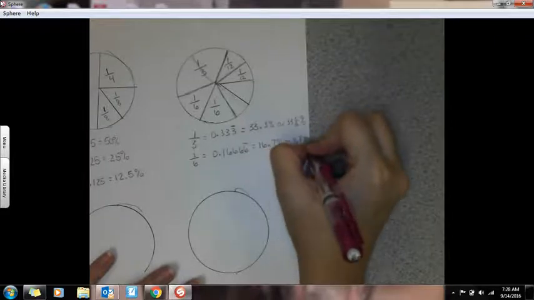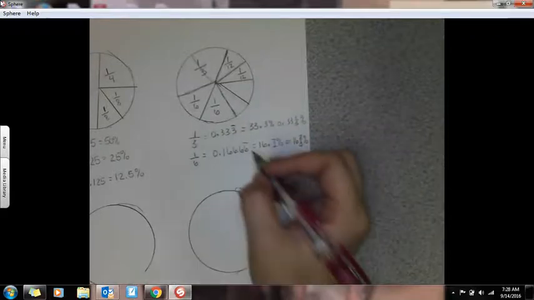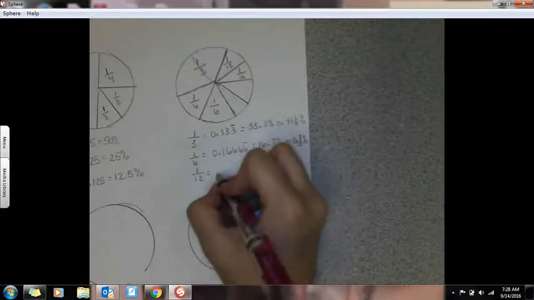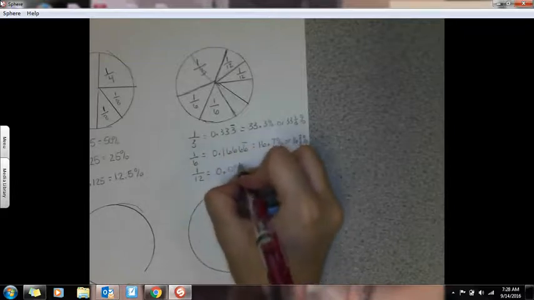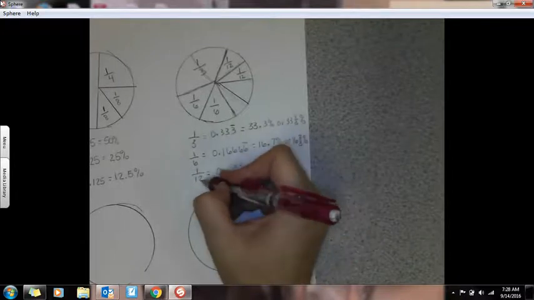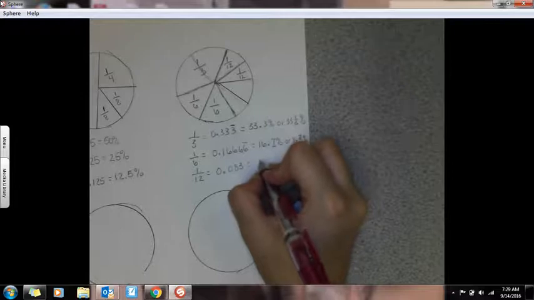Then I have 1/12. And 1/12 as a decimal is 0.083. Please remember, to find the decimal, we take the numerator divided by the denominator. This as a decimal, as a percentage, if I multiply by 100, would be 8.3%.